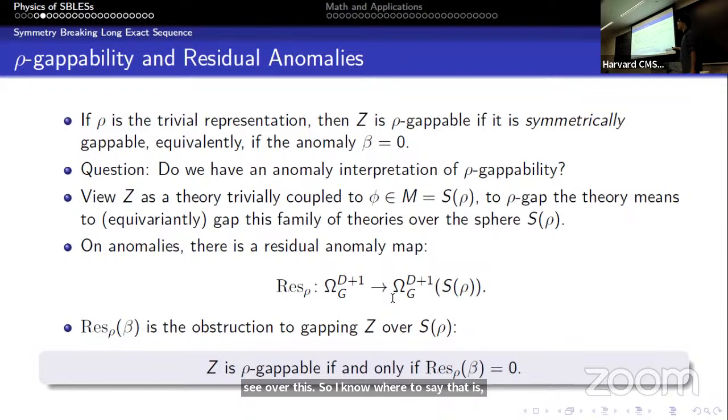Again, this is the symmetry preserving case. If rho is trivial, then you can just imagine this map is the identity. If rho is non-trivial, then I have to apply this residual anomaly map. So what I'm trying to say is, if I want to check if my theory is rho gappable, this might not be the only thing, but the first thing I would do is check the anomaly. Then I map down to this anomaly group, thinking of this as a family. And if it's rho gappable, definitely the residual anomaly applied to beta vanishes.